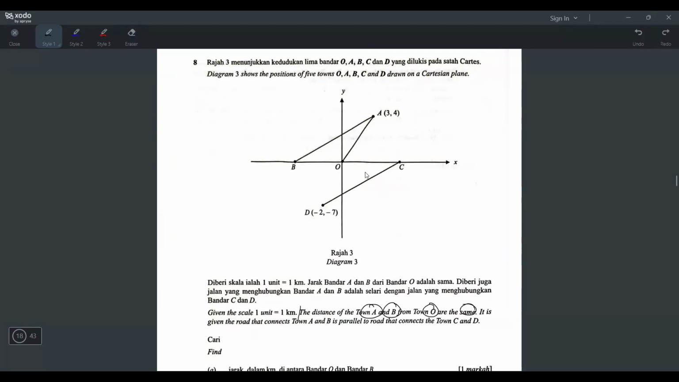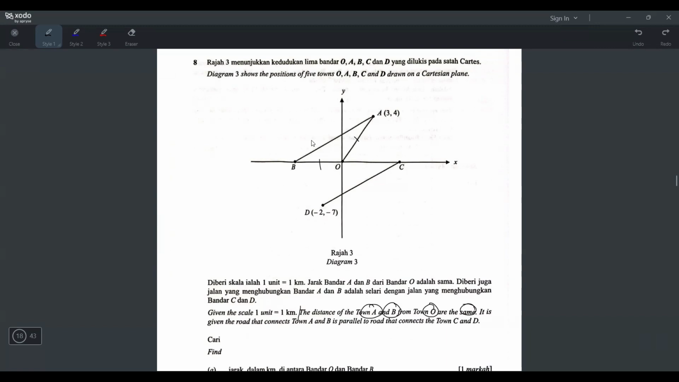So A from O, B from O same. So A from O sini sama, BO sama. It means this is an isosceles triangle lah, right? It means the angle here and the angle here will be the same. But we are doing straight line. So I don't think we will use the angle. Saya rasa kita tak akan guna sudut untuk buat straight line punya soalan.